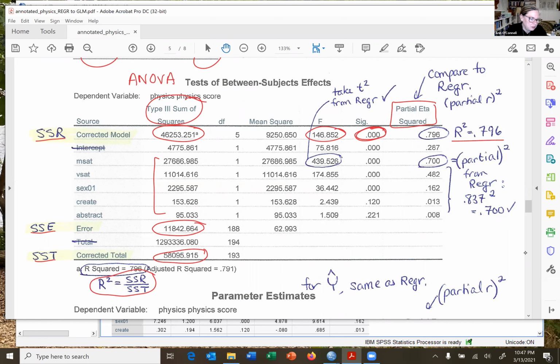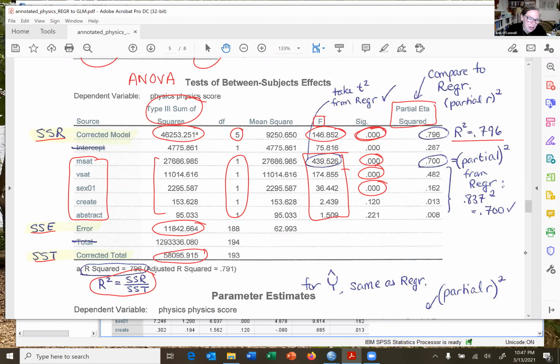So what about the 5 predictors? So we had 5 predictors. Each one of those predictors in the model takes up 1 degree of freedom. So that's why they all have the same degrees of freedom here, and they all total to 5. And then these are F statistics. This is the test of whether or not each of those variables is significant in the regression model. It's a GLM procedure, but it's still regression. And we can see that MSAT, verbal SAT, and SEC01 are all significant. They're exactly the same p-values that we saw in regression.